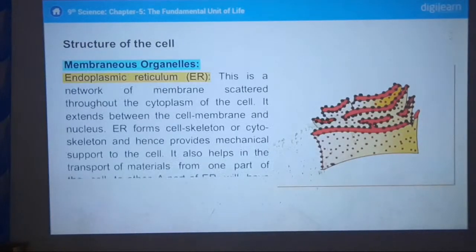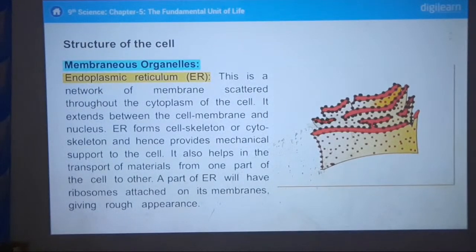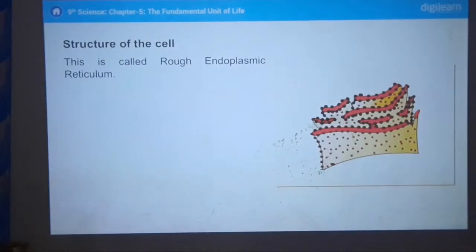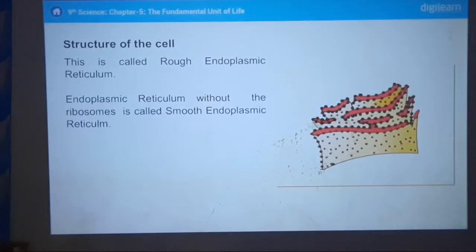Membranous organelles. Endoplasmic Reticulum. This is a network of membrane scattered throughout the cytoplasm of the cell. It extends between the cell membrane and the nucleus. Endoplasmic reticulum forms cell skeleton or cytoskeleton and hence provides mechanical support to the cell. It also helps in the transport of materials from one part of the cell to the other. A part of endoplasmic reticulum will have ribosomes attached on its membranes, giving a rough appearance. This is called rough endoplasmic reticulum. Endoplasmic reticulum without the ribosomes is called smooth endoplasmic reticulum.